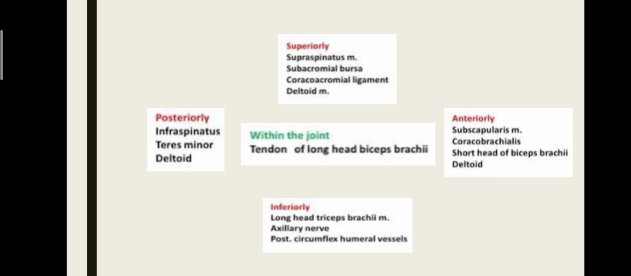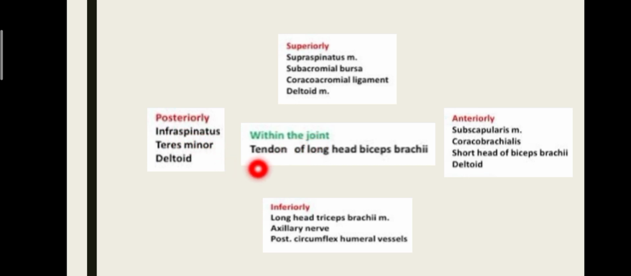See, it's just put in words. Superiorly, we had the coracoacromial ligament and the arch, and we had the supraspinatus muscle and subacromial bursa. We also have the acromial fibers of the deltoid, which was actually not given in the image, but if you want, you can write this additionally. Inferiorly, we have the long head of triceps brachii, axillary nerve, and posterior circumflex humeral vessels. Anteriorly, we had the anterior fibers of deltoid, and then the short head of biceps brachii and coracobrachialis together, and then the subscapularis muscle. And posteriorly, we had the posterior fibers of deltoid first, then infraspinatus above and teres minor below. So this is the posterior relation.